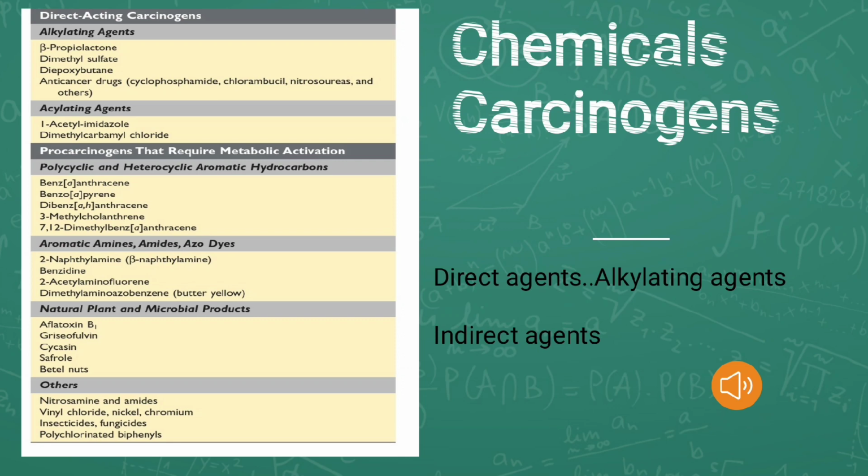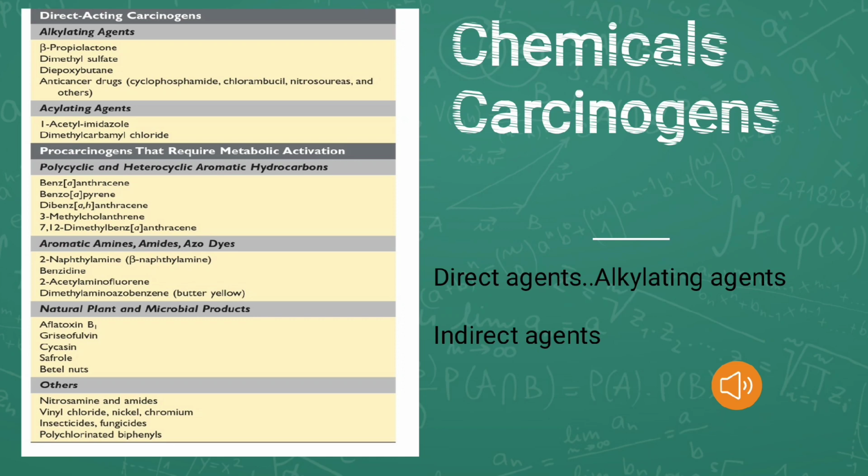Indirect acting agents refer to chemicals that require metabolic conversion to an ultimate carcinogen to become carcinogenic. Indirect chemical carcinogens are polycyclic hydrocarbons that are formed with the burning of fuels, plants, and animal materials.